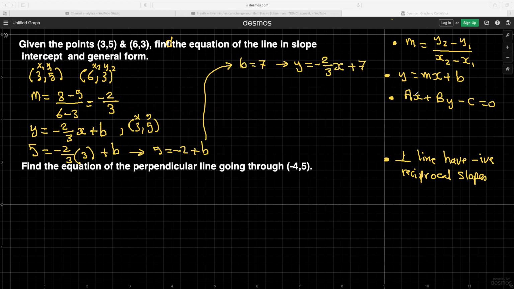Now, we're changing to general form. To change into general form, GF, first of all, in general form, 2 things we don't want to have are fractions, and we cannot have a negative in front of the x. So let's take this equation in slope-intercept form.